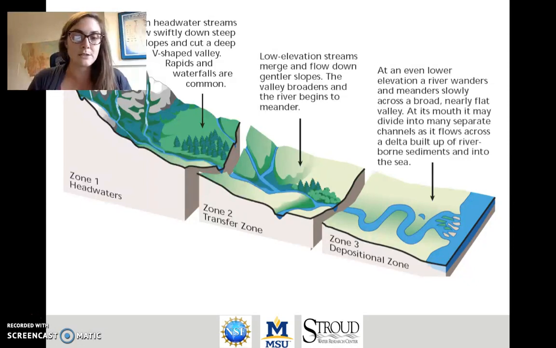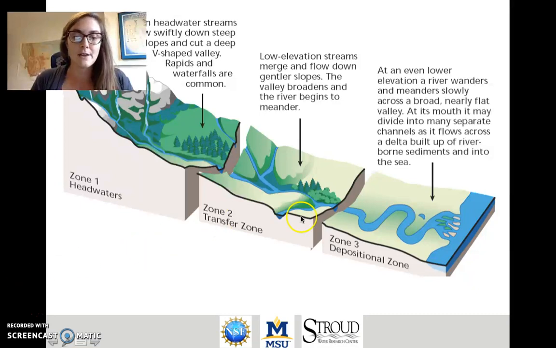Zone 2 is the transfer zone, which is shown here. That's categorized by relatively shallower slopes, lower elevation, the water is moving relatively slowly, and the valley begins to widen out so that the river can begin to meander or create what we call S-shaped curves.